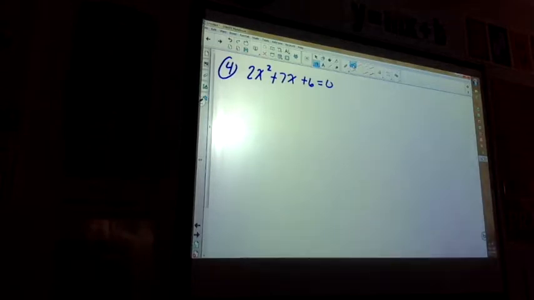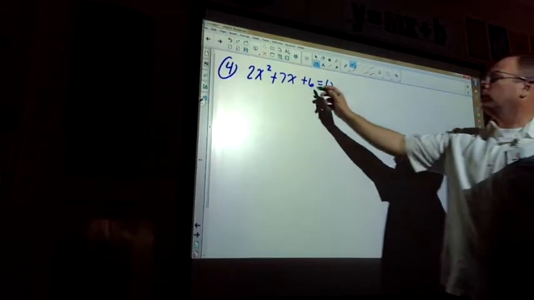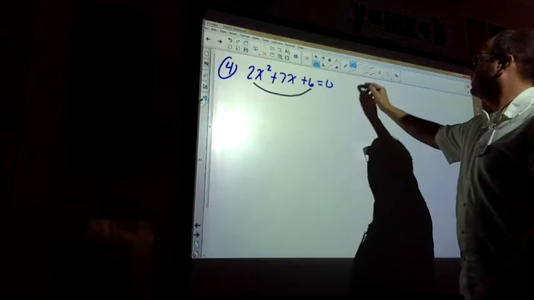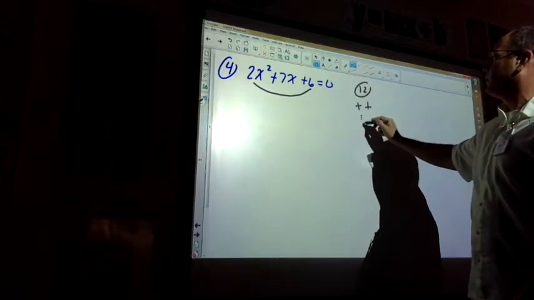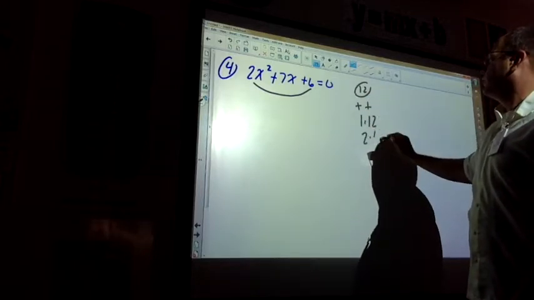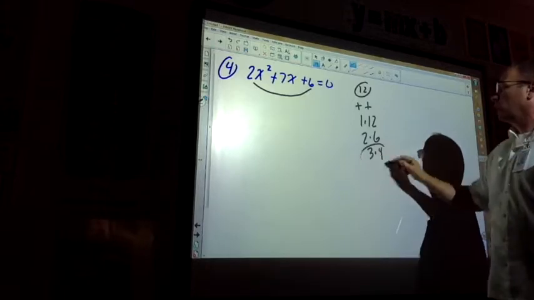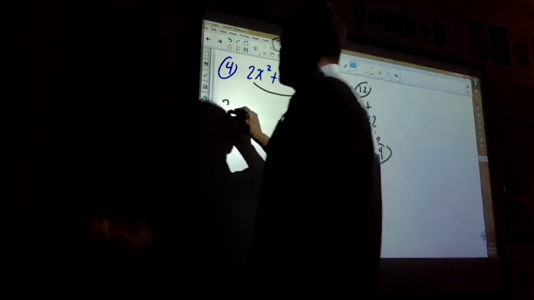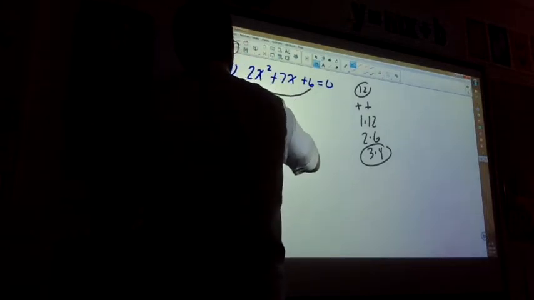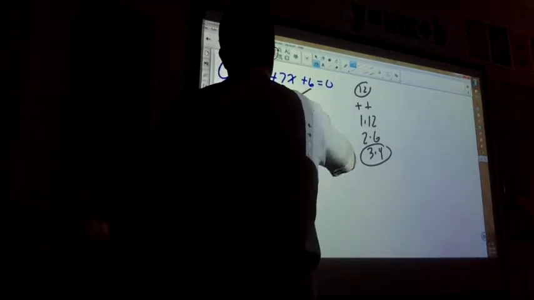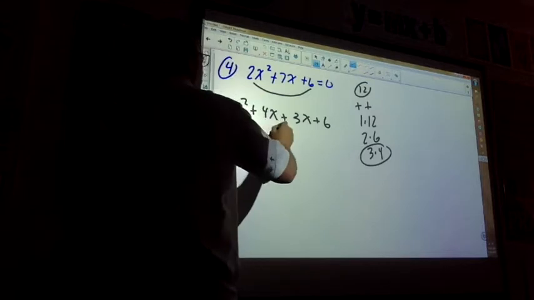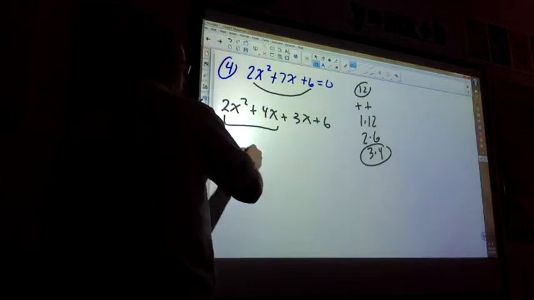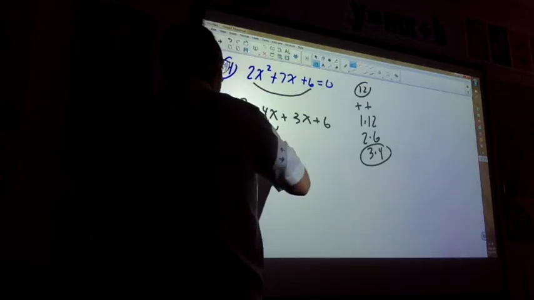So factor it. Our magical number here is 12. Both signs have to be positive. So I get 1 and 12, 2 and 6, and 3 and 4. And 3 and 4 would work, since they add up to 7. 2x squared plus 4x plus 3x plus 6 equals 0. There you go. Then you look here and say, I can factor out a 2 and an x, and that leaves me x plus 2.